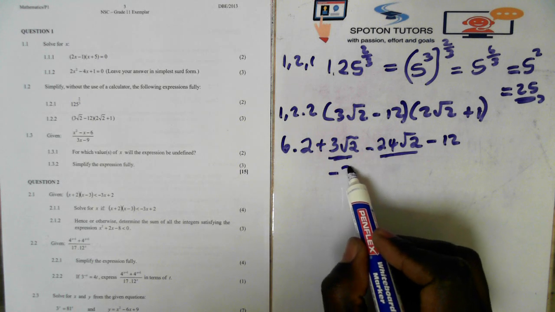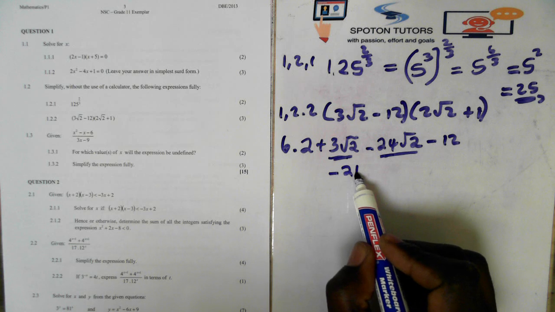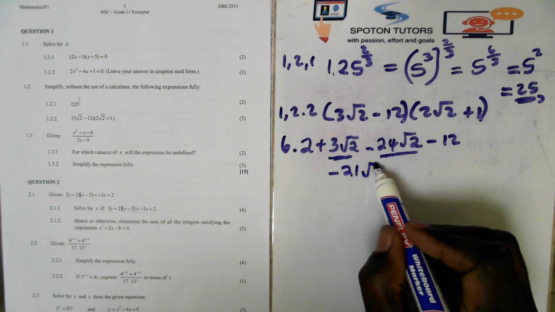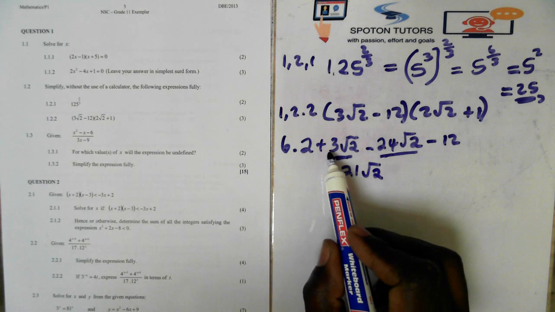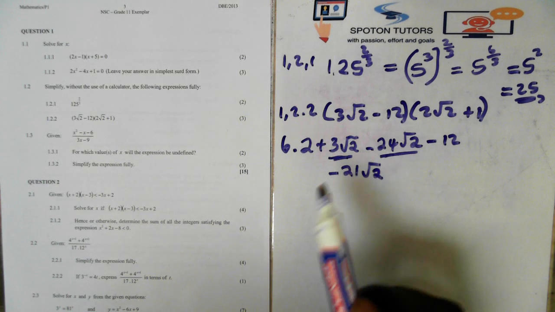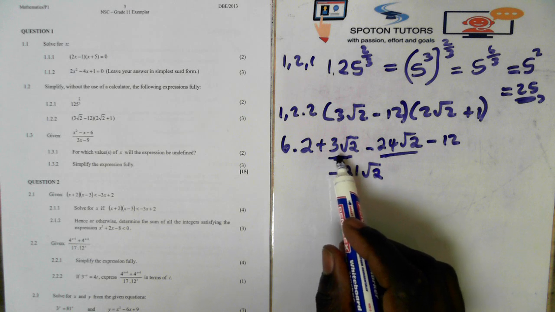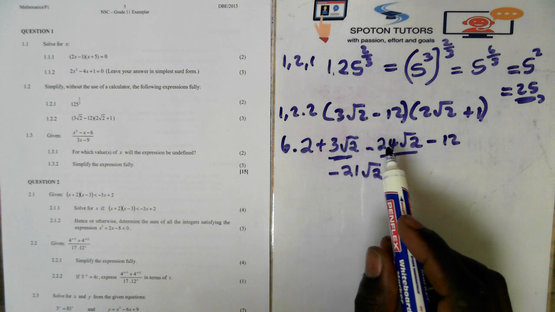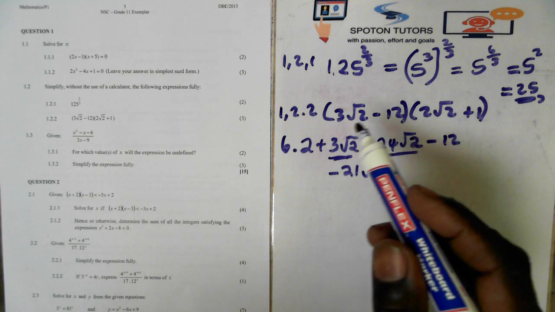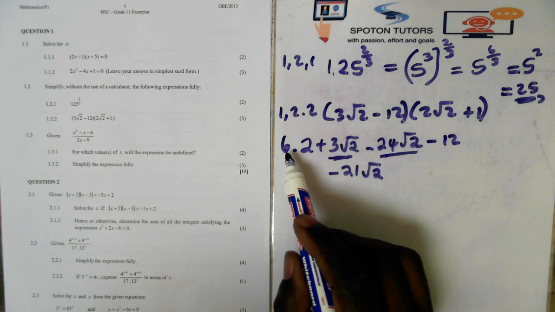So this is minus 21 root of 2. Just these two numbers. I've just merged these two numbers, because I don't want people to be confused that this plus 3 is separate. This plus 3 goes with the root 2. So that's why I started with this middle term. Then I come back to this one.